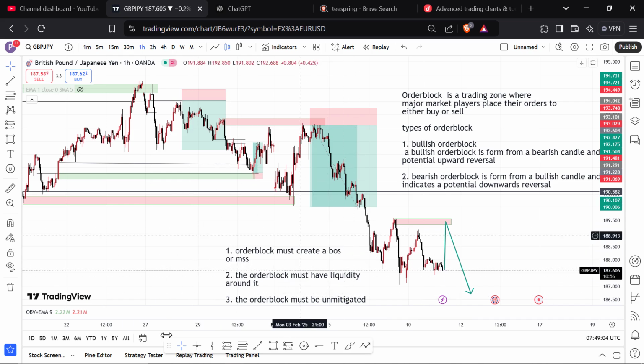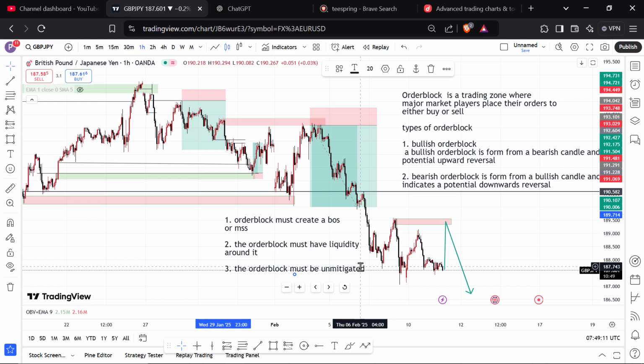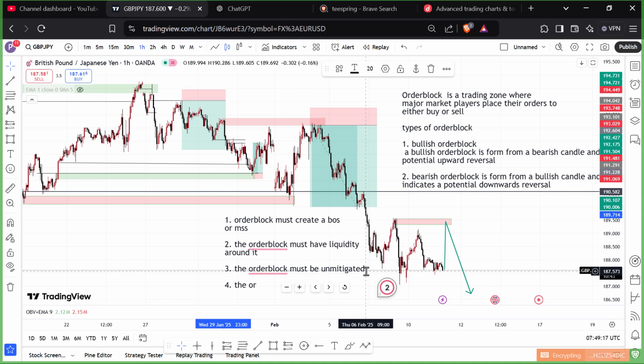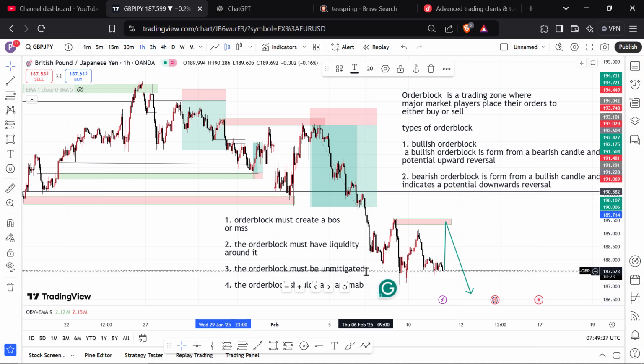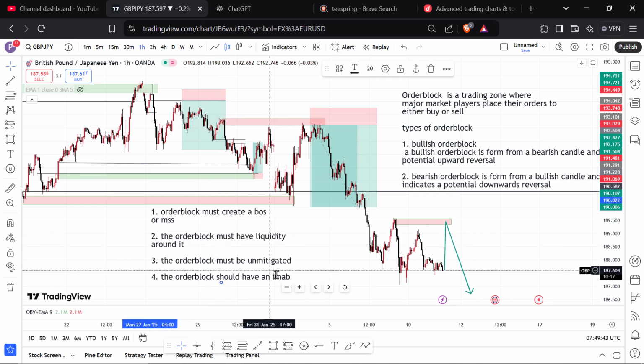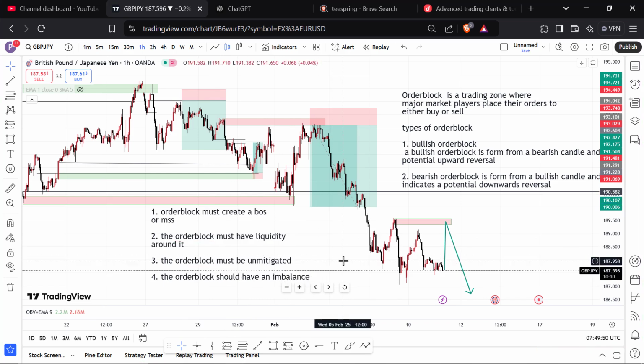So now that we've understood what an order block is, there's one other rule I want to give to you people, which you can add if you like. If you don't want to add it, it's fine. It is not compulsory: the order block should have an imbalance around it. In my next video, I'm going to talk about imbalance. Imbalance is a gap in the market.